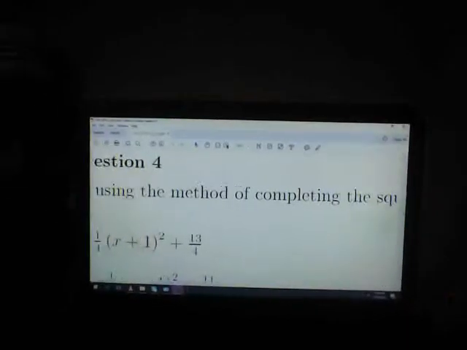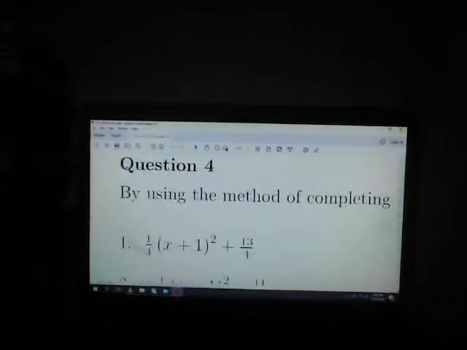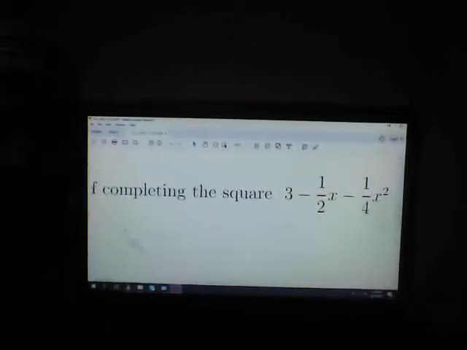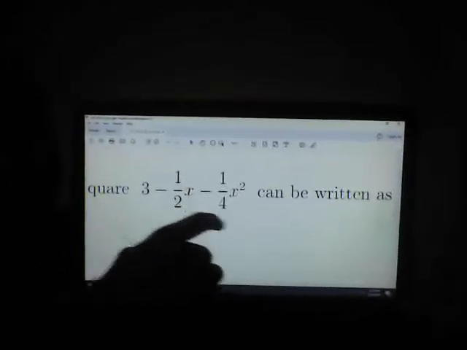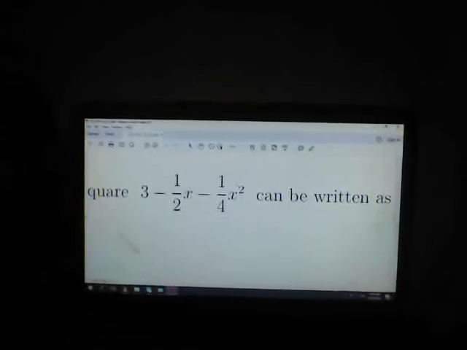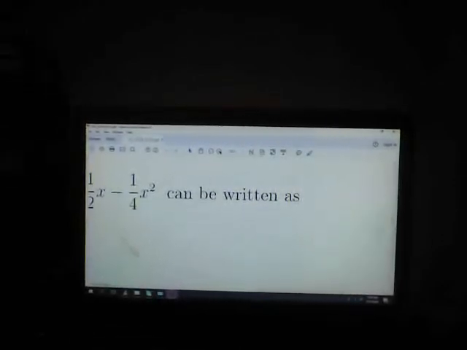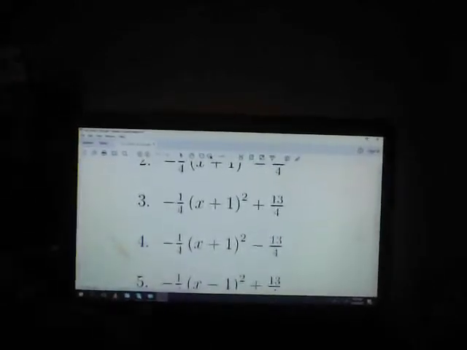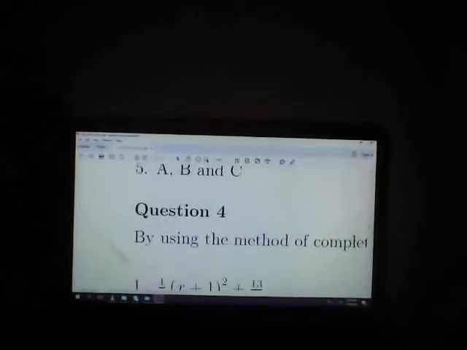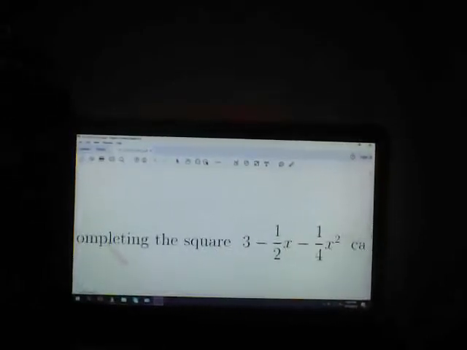Okay, so question 4. By using the method of completing the square, we need to take this quadratic question here and do it by completing the square. So they say that after that it could be rewritten as, and they give us options down there. For now we are not going to look at them. Let's solve and then we see which option is correct. By completing the square, what is our question? The question right there. So let's complete the square of that question right there.